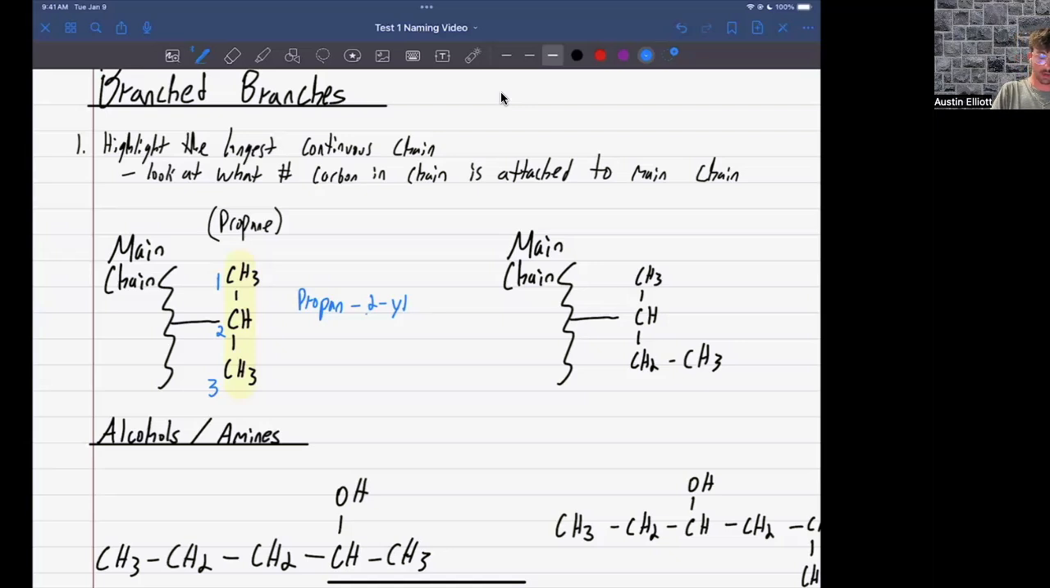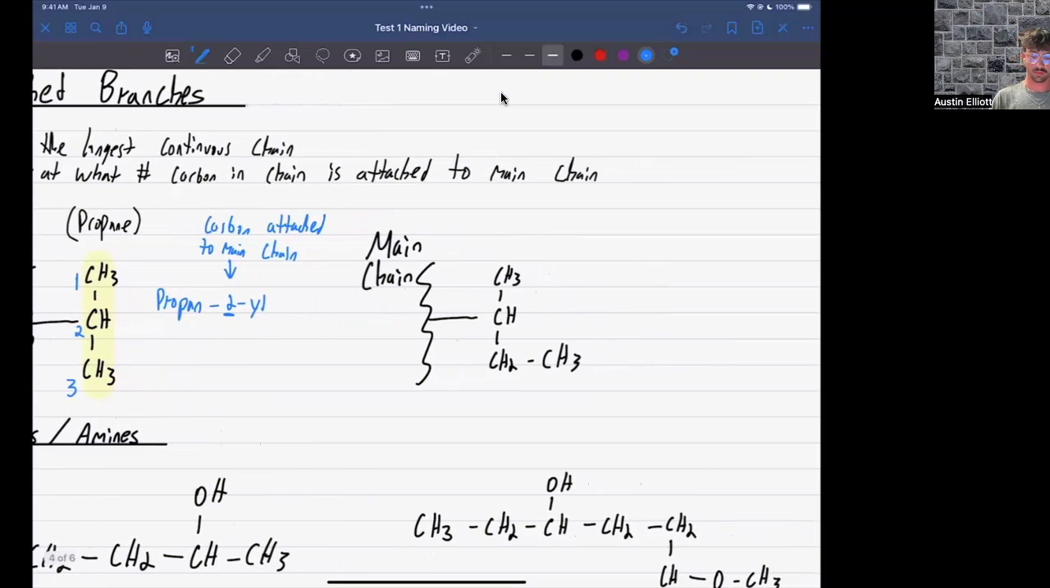So this 2 right here is just the carbon attached to the main chain. But it still works the same as any other branch name. Propane going to propanyl. Except this time we have a locant showing which carbon is the one attached to the main chain. So we'll do the same over here for this other branch.